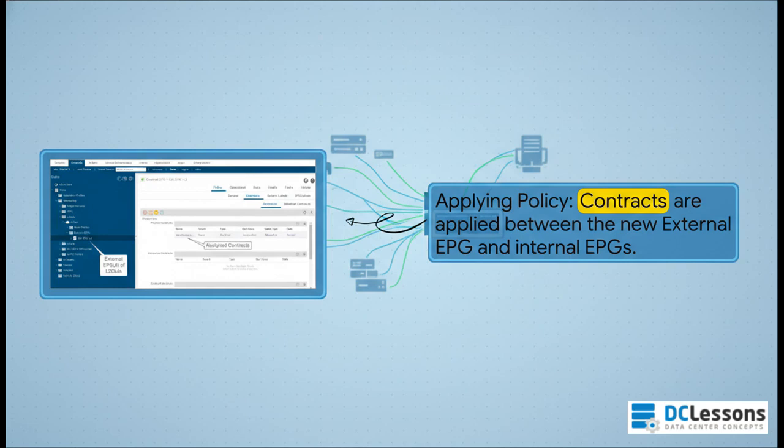Now, once that L2 out object is built and the external EPG is created, you basically just treat it like any other EPG you've ever made. And this is really where the power of ACI shines. You can see right here, we're on the policy page for that external EPG, and we've applied a web services contract. That contract is what's going to explicitly allow traffic to flow between our internal web EPG and all those devices sitting on the external network.